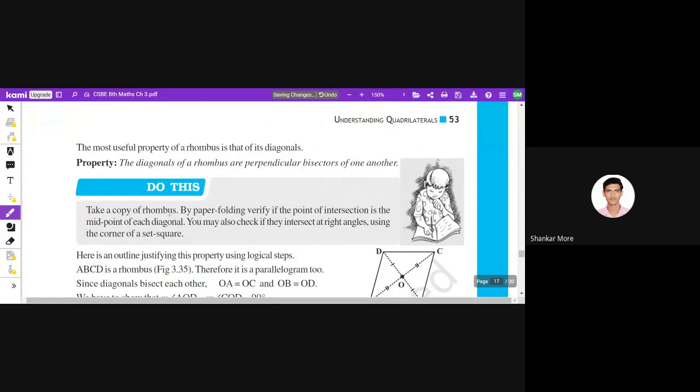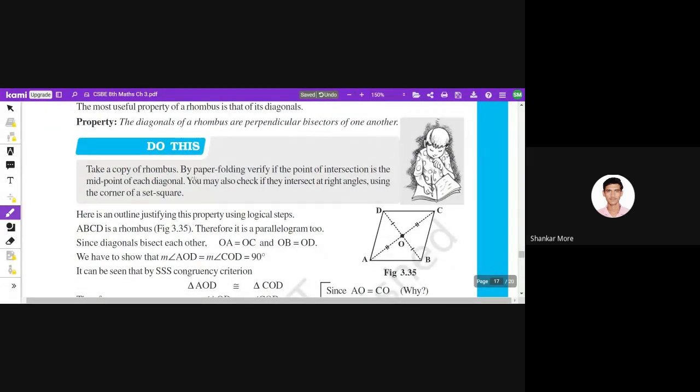Now we have to prove this property. How are we going to do this? Take a copy of a rhombus and, by paper folding, verify whether the point of intersection is the midpoint of each diagonal. You may check if they intersect at right angles using the corner of a paper or a set square. So you can simply make one rhombus out of paper, right? And you can simply fold it.